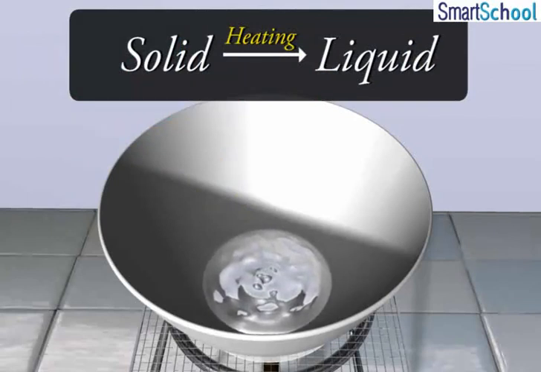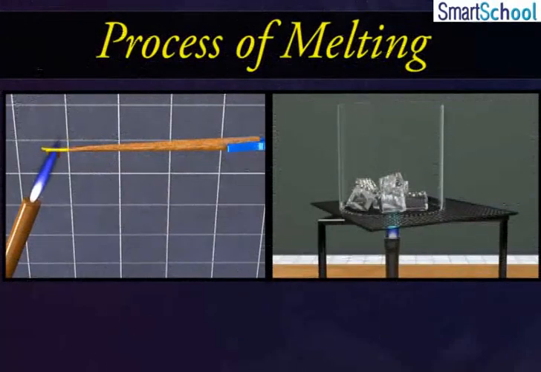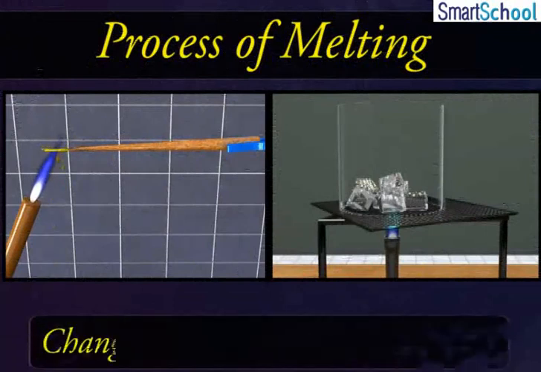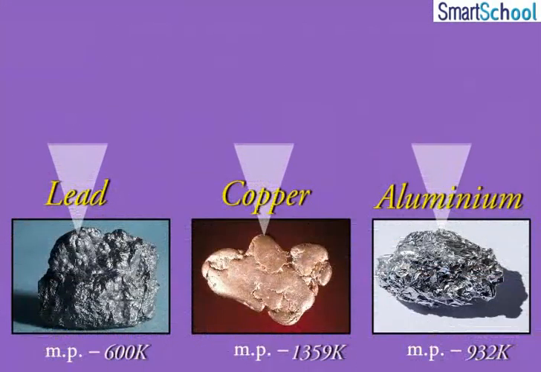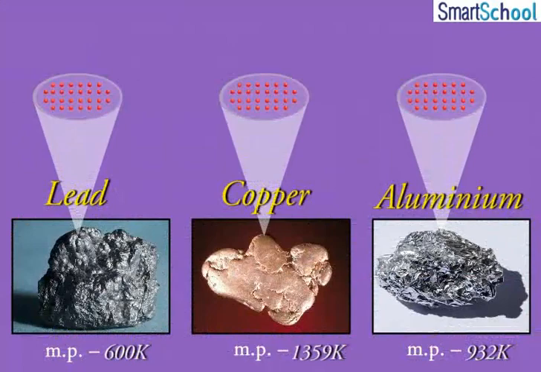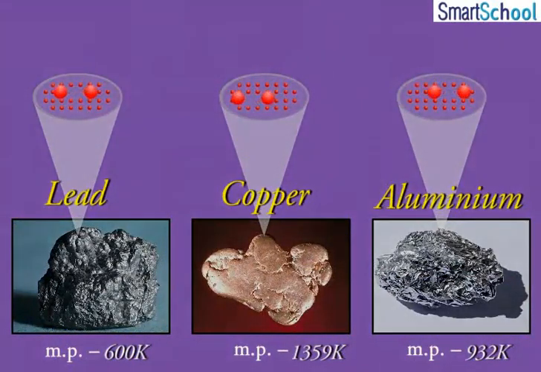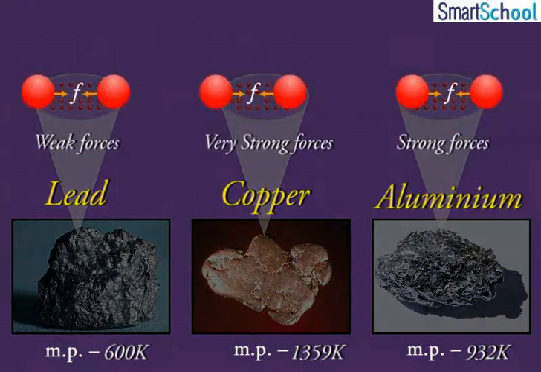Student, it should be noted that the heat is supplied to the solid at constant pressure. This process of melting, that is, the change of solid state into liquid state, is called fusion, and the temperature at which the solid becomes liquid at atmospheric pressure is called its melting point. The melting point of a solid depends upon the strength of forces of attraction between the particles. Higher the strength of forces of attraction, higher is the melting point.